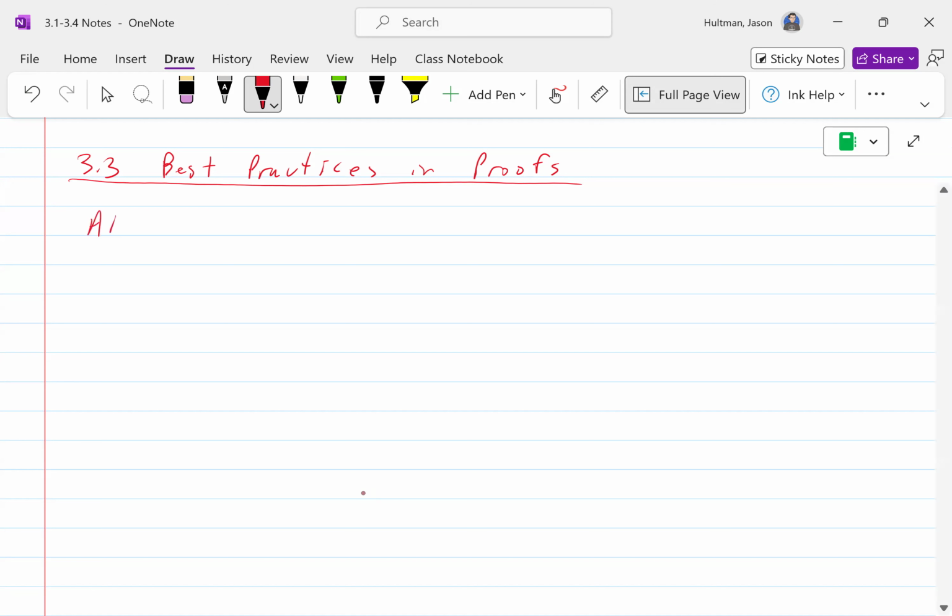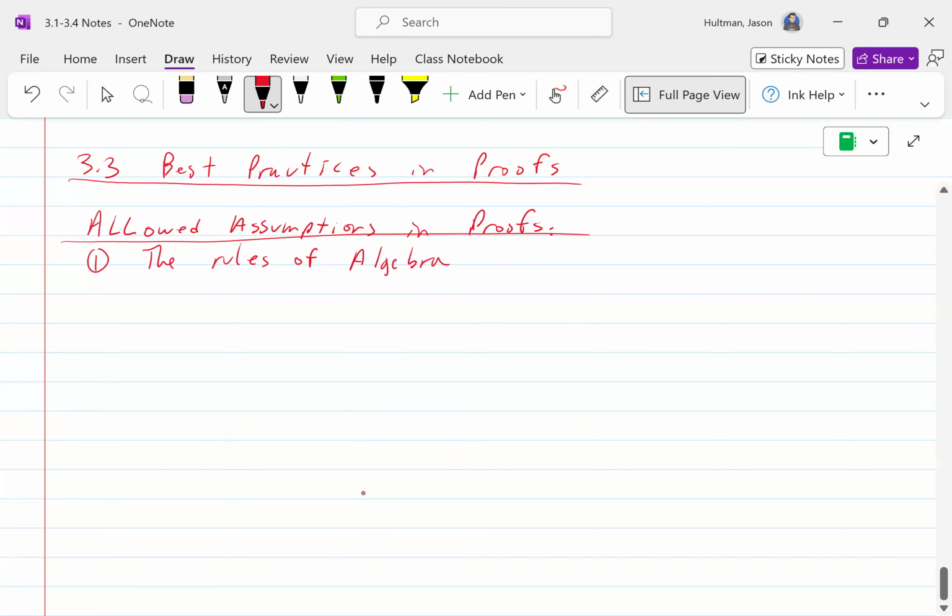Okay, so let's look at what's allowed. Allowed assumptions and proofs. Okay, what's allowed? One, any of the rules for algebra. The rules of algebra are always allowed. Okay, what else is allowed?